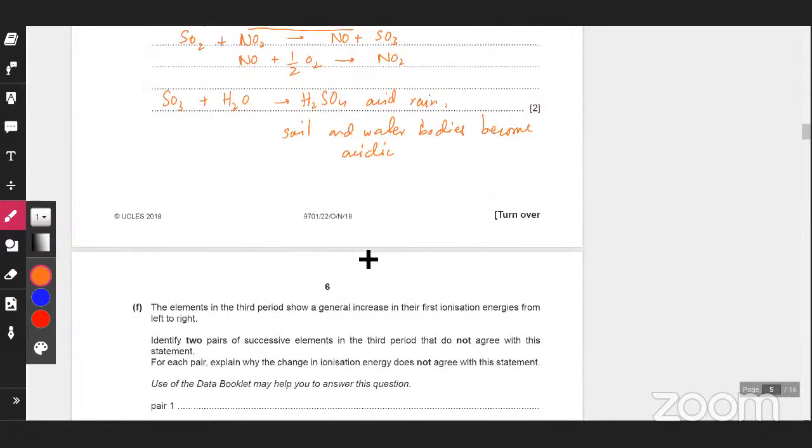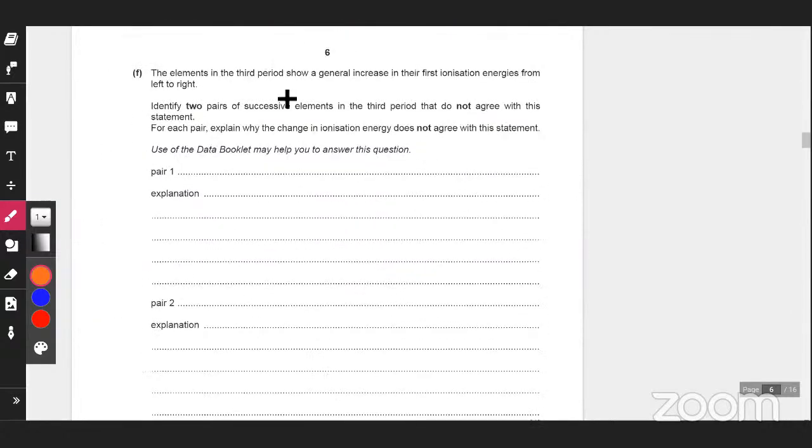Now, next one. Again, it's about period three. The elements in period three show a general increase in their first, probably ionization energies, from left to right. Identify two pairs of successive elements in the third period that do not agree with this statement. For each pair, explain why the change in ionization energies does not agree with this statement.